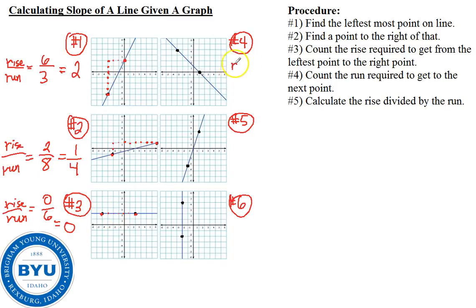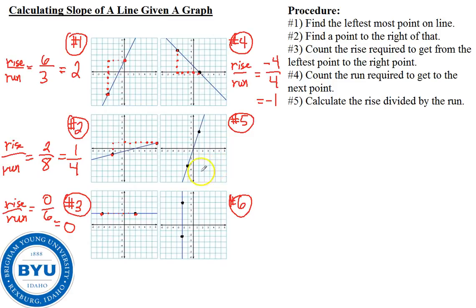Okay, let's try number 4 here. I'm going to start at my leftmost point. And I have to rise. Ooh, I can't rise to get to a point. So I'm going to actually drop. I'm going to fall, and I fall 1, 2, 3, 4 spots. So because I went down, because I fell, my rise is actually -4. Okay, let's calculate the run. 1, 2, 3, 4. Oh, it takes 4 to run to the next point. And so when I divide those, -4 divided by 4, I get -1.